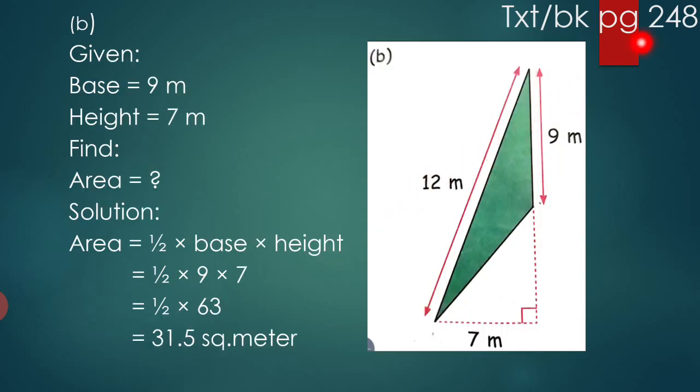Here is textbook page 248, students. B part, for question number 3, B part. Okay, again the base is given as 9 meter, and height is given as 7 meter, as we have done previously. So you have to find the area. Solution, put the formula, half base multiplied by height, put the values. Base is given as 9, height is given as 7, multiply 9 with 7, 63, whatever the answer is, divided by 2, you will get your answer for area of this triangle as 31.5 square meter.